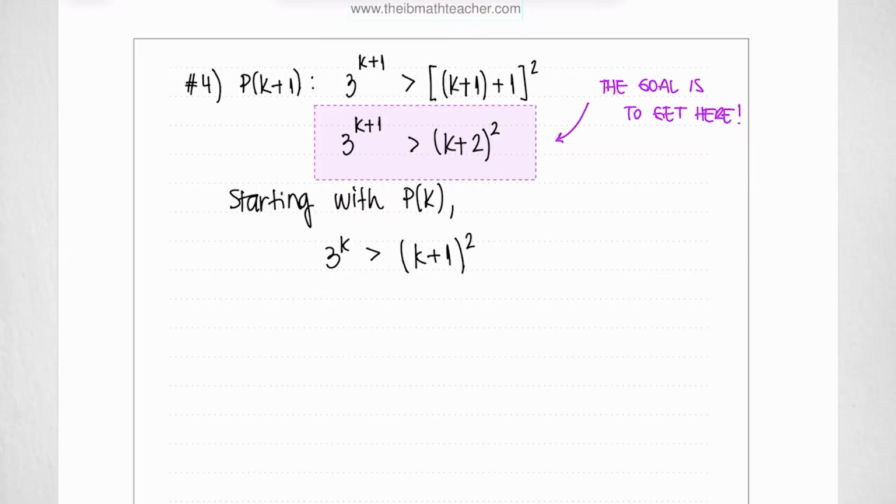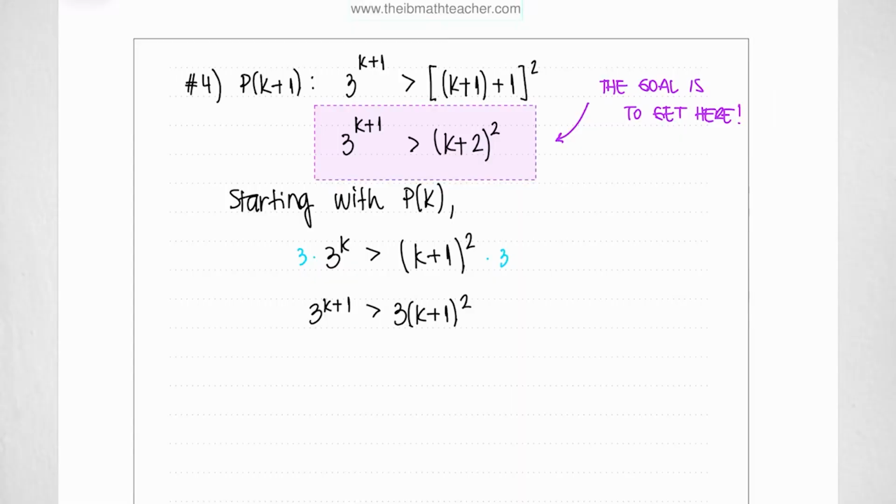Because in order to go from here to here, which by the way is our goal, one of the things that we can do is to multiply both sides by 3, which doesn't change the inequality. And by doing so, we get our 3 to the k plus 1 already on the left-hand side, which is a good thing. We're getting closer to the goal.